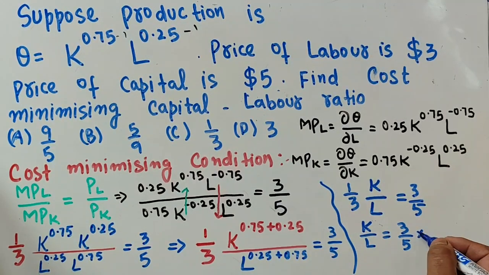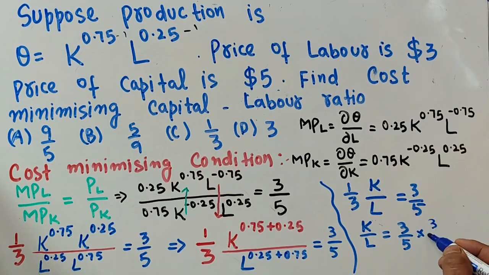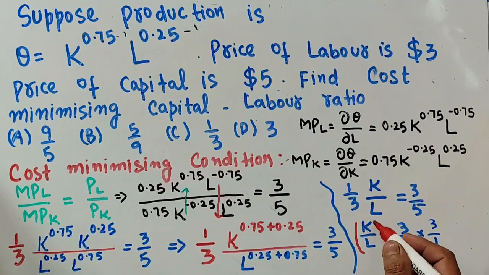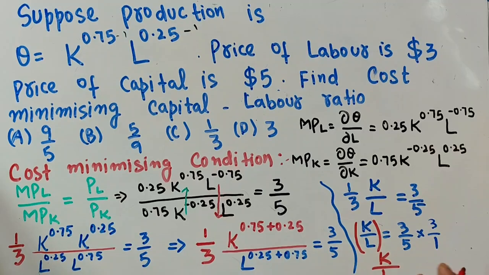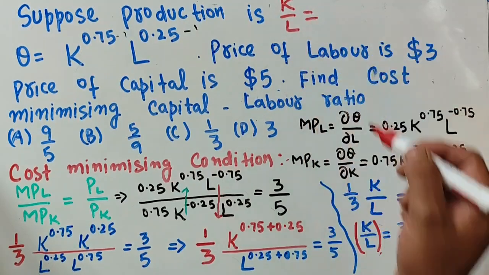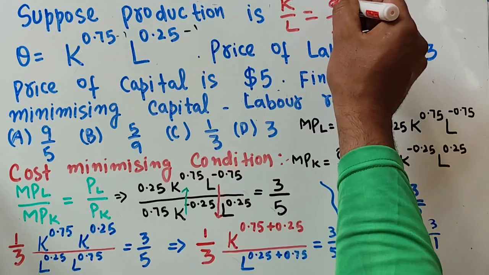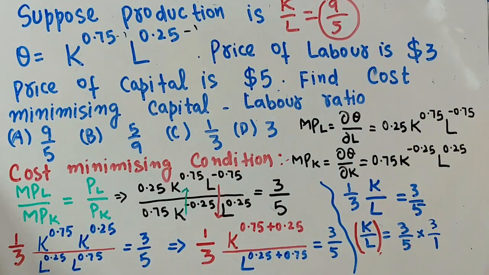Transposing this, it gets reciprocated and multiplied, so it becomes 3 upon 1. So K upon L is our capital labor ratio. The capital labor ratio comes out to be 3 fives are 15, 1 threes are 3, so capital labor ratio will be equal to 9 upon 5. I hope I made myself clear in this video and you find this video helpful. Thank you.